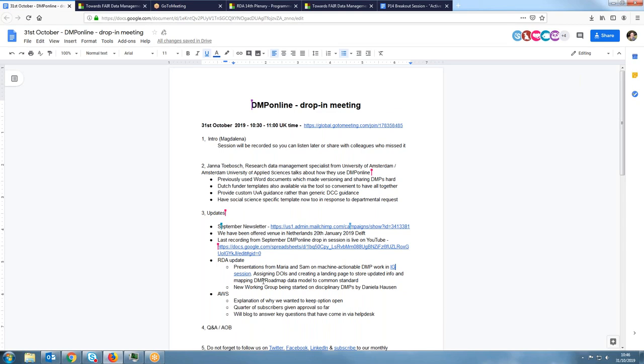The other thing I wanted to flag about that RDA session is that there's a new working group being set up. There was a lady called Daniela Hausen in the session who was interested in disciplinary data management plans. She'd been doing some work in engineering, developing domain-specific guidance.